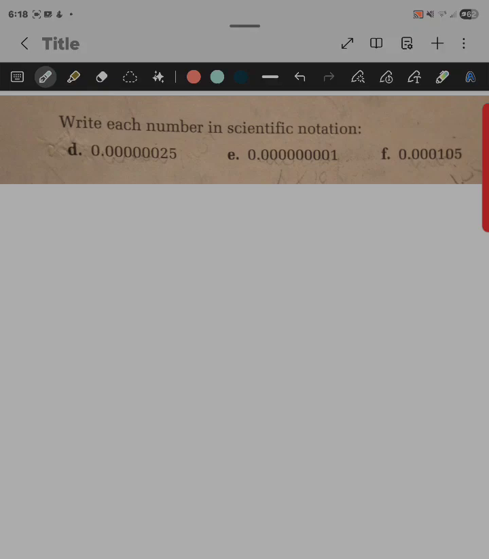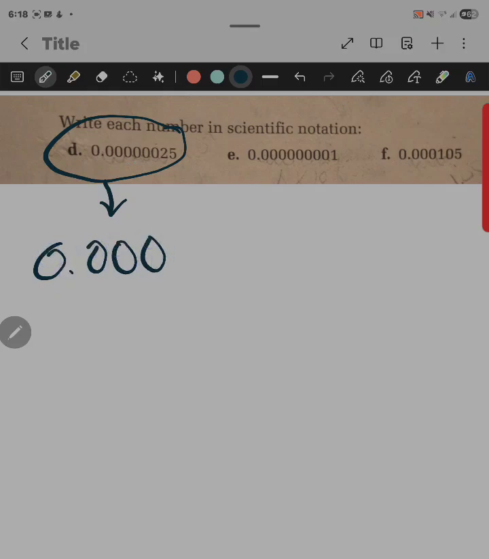I know you guys. All right, so I'm going to go ahead and rewrite this one down here so we can kind of follow along exactly the steps. So we have 0.0000000 and then 25. Let me make sure I got enough zeros. 1, 2, 3, 4, 5, 6. Yep. All right. It says write that number in scientific notation.